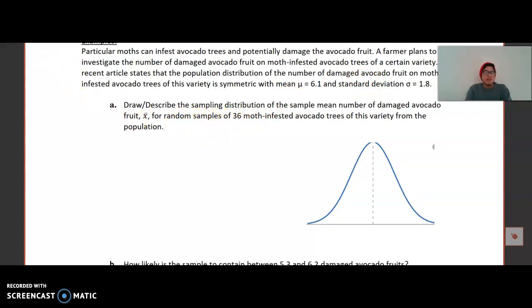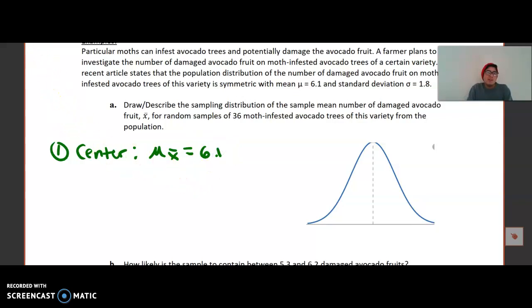So if we're taking a random sample, that will be our first condition, since we have random samples of 36 moth-infested avocado trees. Our center is going to be here, mu of x bar is going to be closely approaching the mu, which will be 6.1.